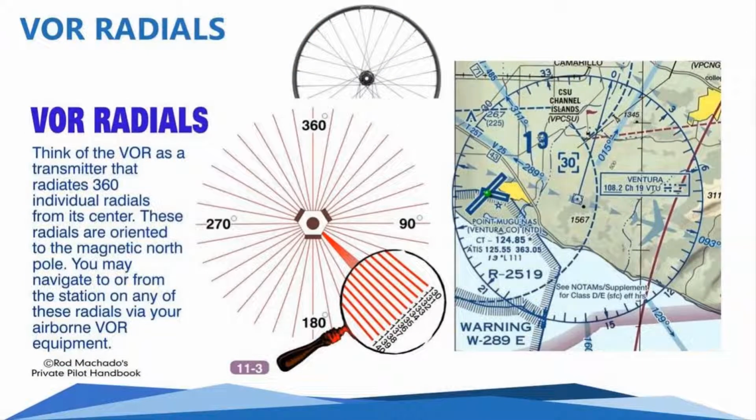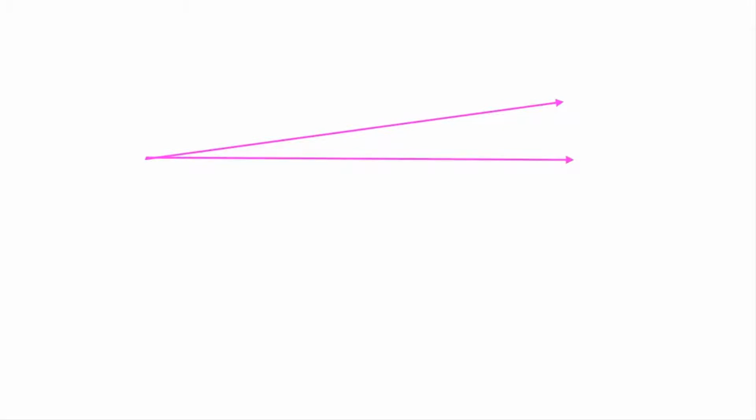So remember, VORs, if you want to think about them, they're kind of like bicycle spokes. At the center is where the VOR lives. And coming off of that VOR, there's 360 radials that are radio signals transmitted in all directions. Those radials will get further and further apart the further that you get from the station. The average VOR is only going to reach about 40 miles away.